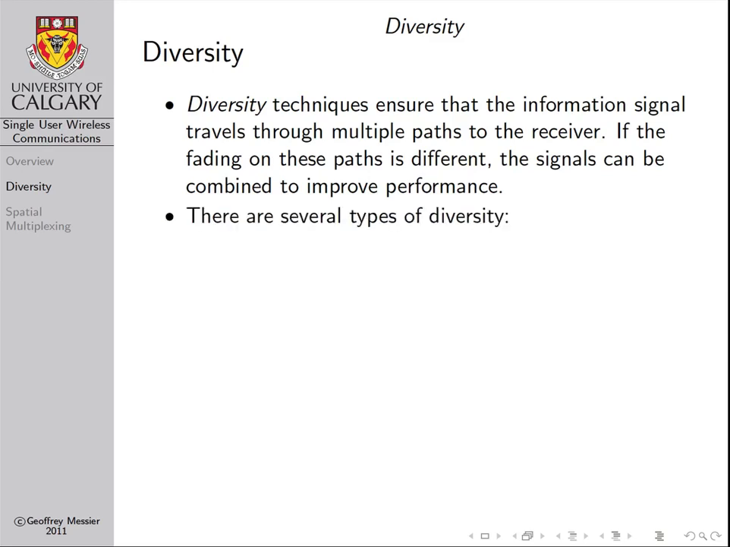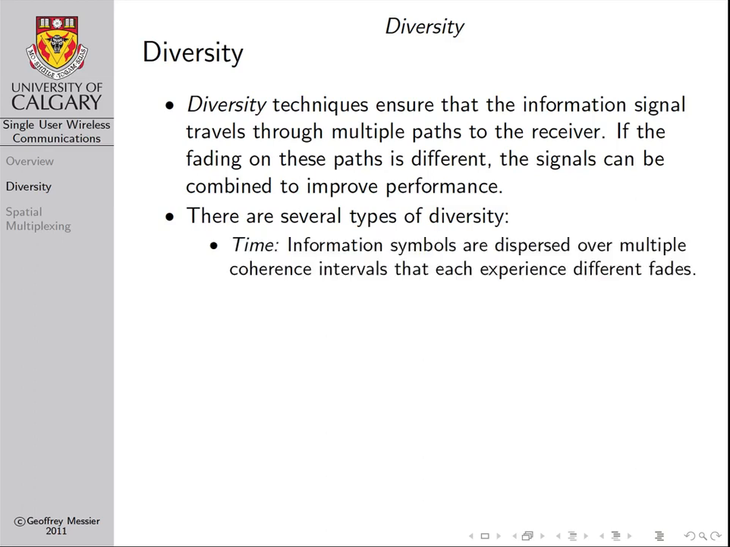Now, there are several types of diversity, or basically several ways to get multiple copies of the signal to the receiver through multiple different fading paths. The first technique is time diversity, where you basically take an information symbol and disperse it over multiple coherence intervals that each experience different fades. And so when you receive all these symbols, you can combine them and reduce the effects of fading.